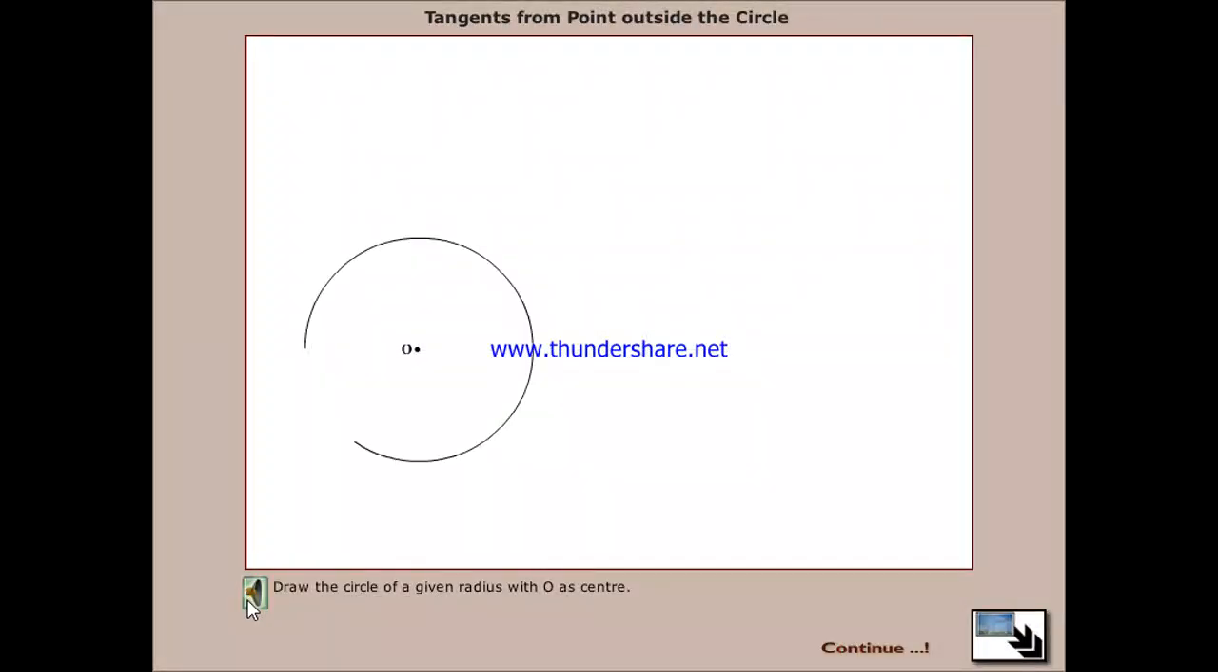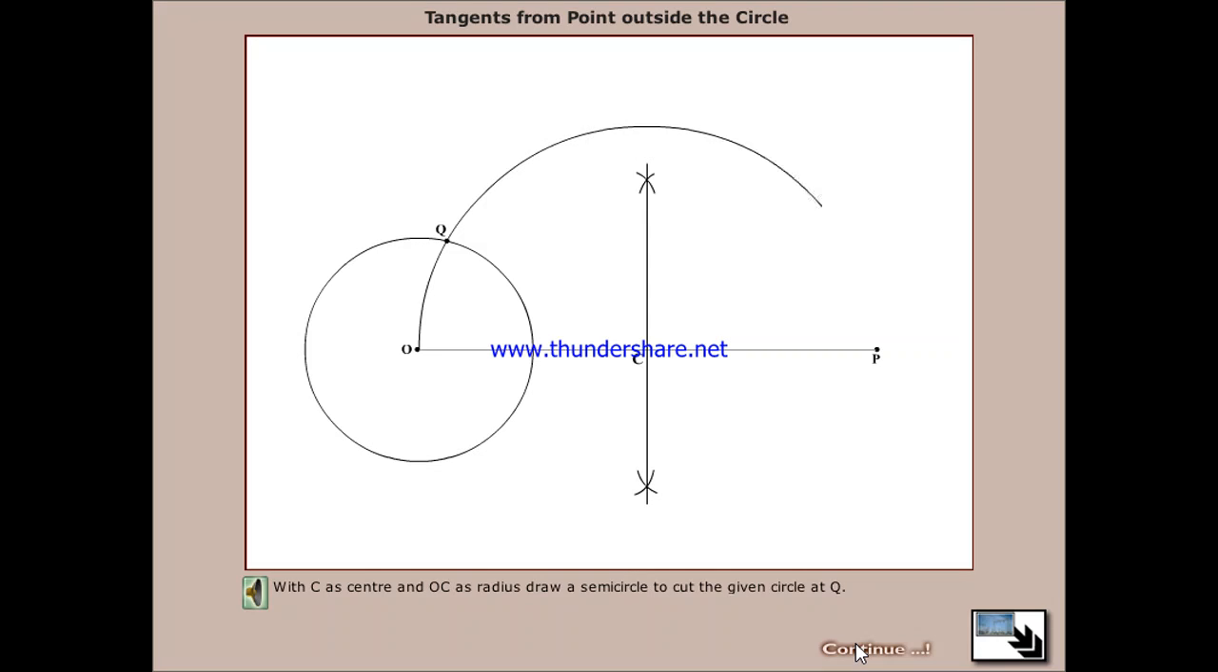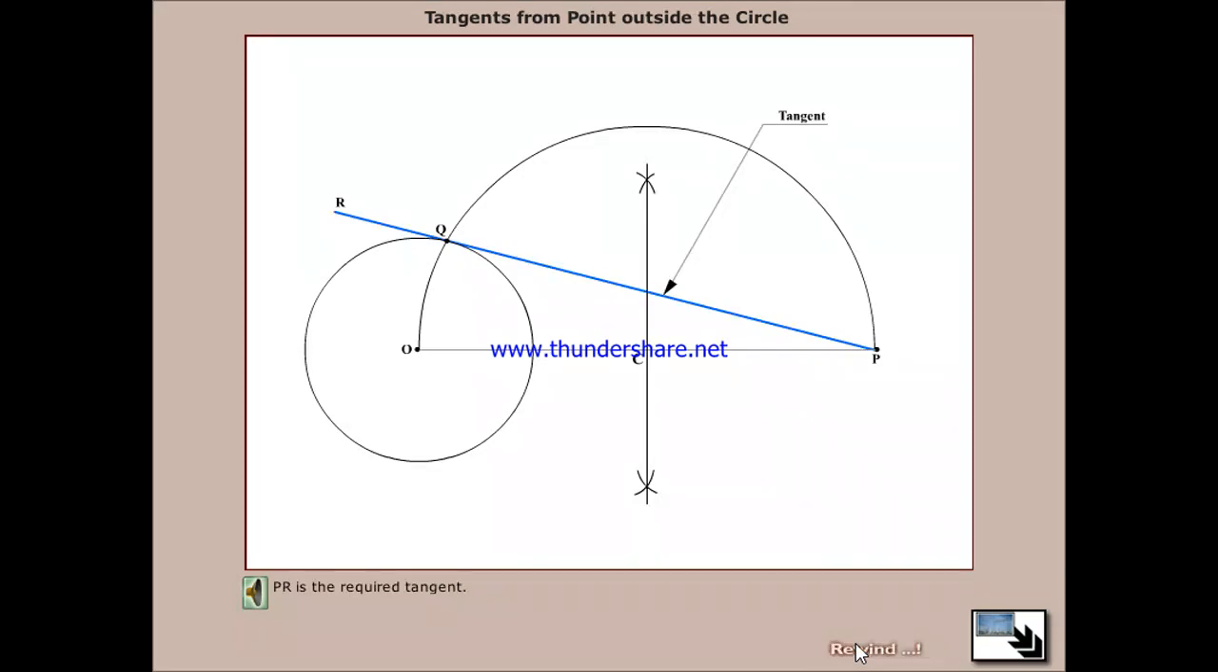Draw the circle of a given radius with O as center. P is the given point outside the circle. Connect OP and bisect it. Bisector cuts OP at C. With C as center and OC as radius, draw a semicircle to cut the given circle at Q. Connect PQ and produce it to R. PR is the required tangent.